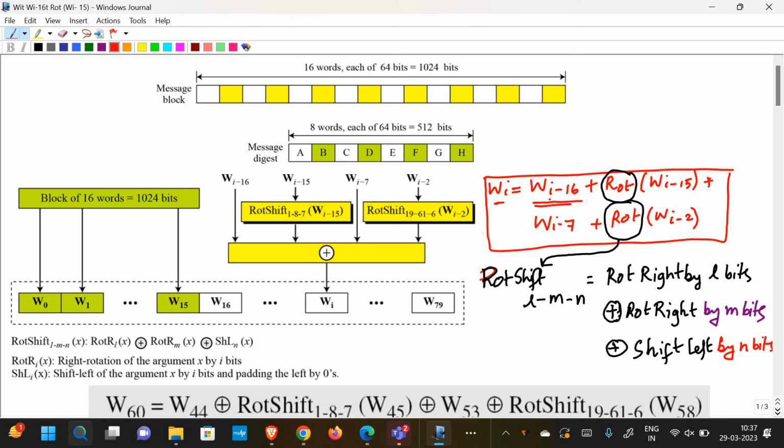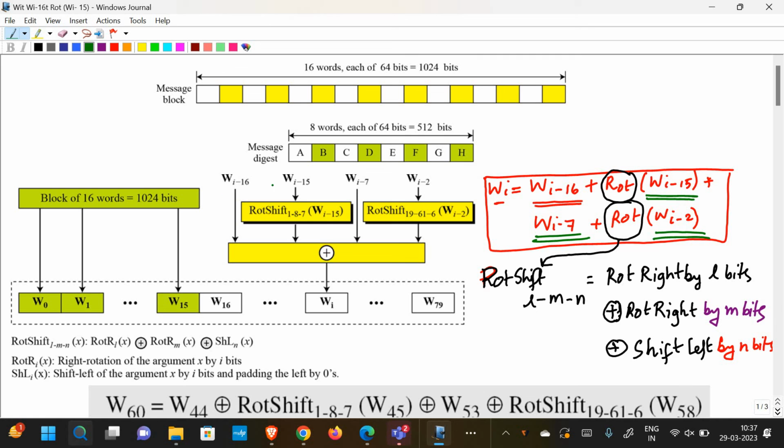WI minus 16, plus rot of WI minus 15, plus, rather XOR in that way, WI minus 7 and rot of WI minus 2. Please make a note of these equations.